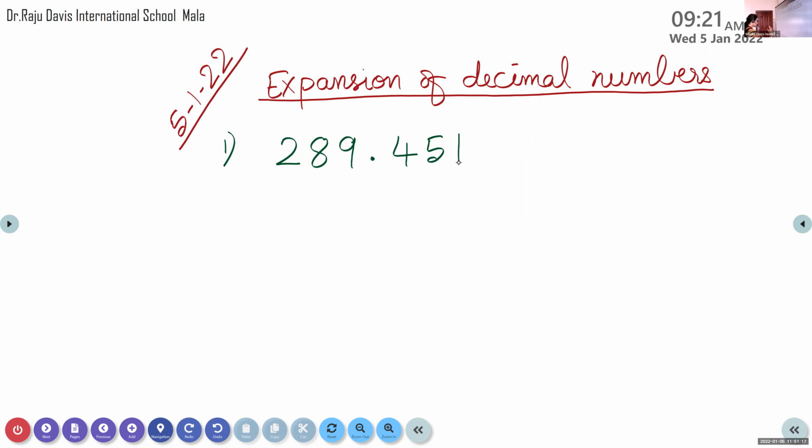We are going to read that decimal number. Hazel, read that decimal number, dear. 289.451. Yes. When the decimal number is read, we will read it as such. Good, Hazel. Do one thing, children. Below that, just write the number name also. Then you will not forget.